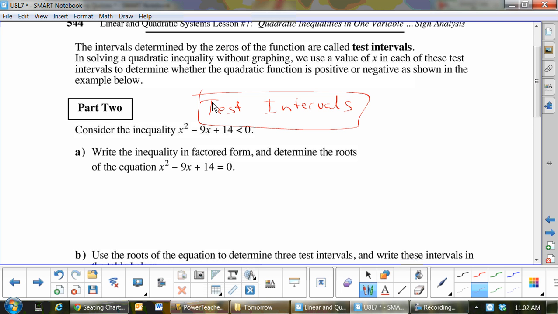Now, how do you do test intervals? Well, I'm going to show you. First of all, like always, we factor it. So I got x squared minus 9x plus 14. That factors to be what? x minus 7, x minus 2.